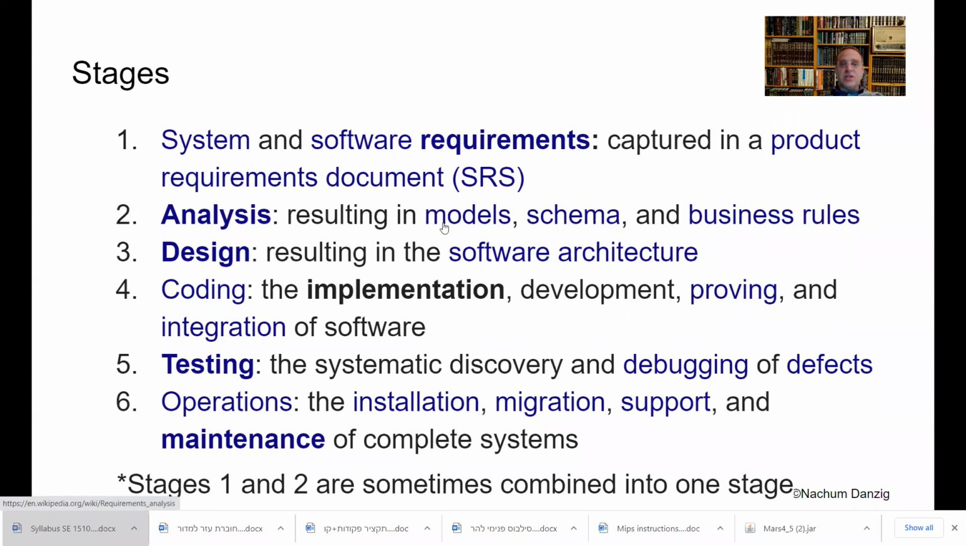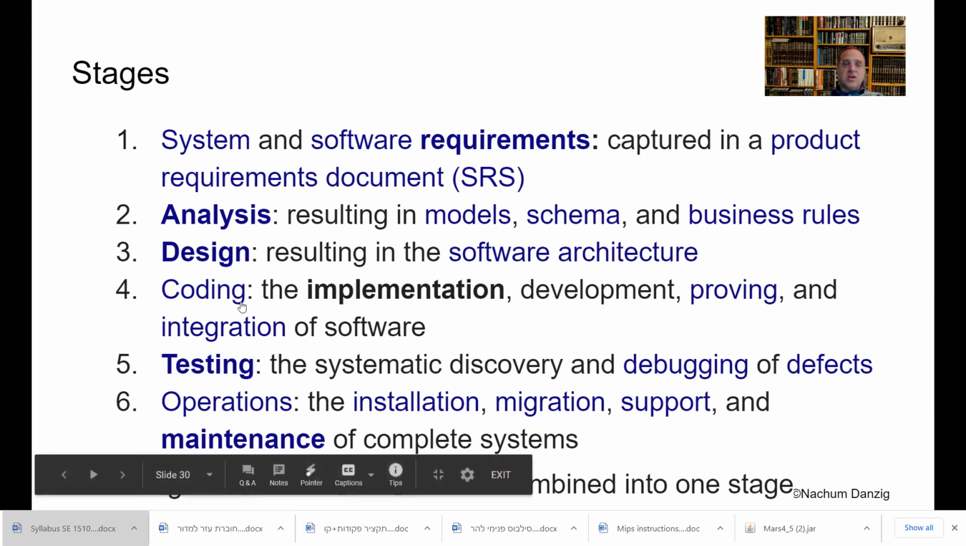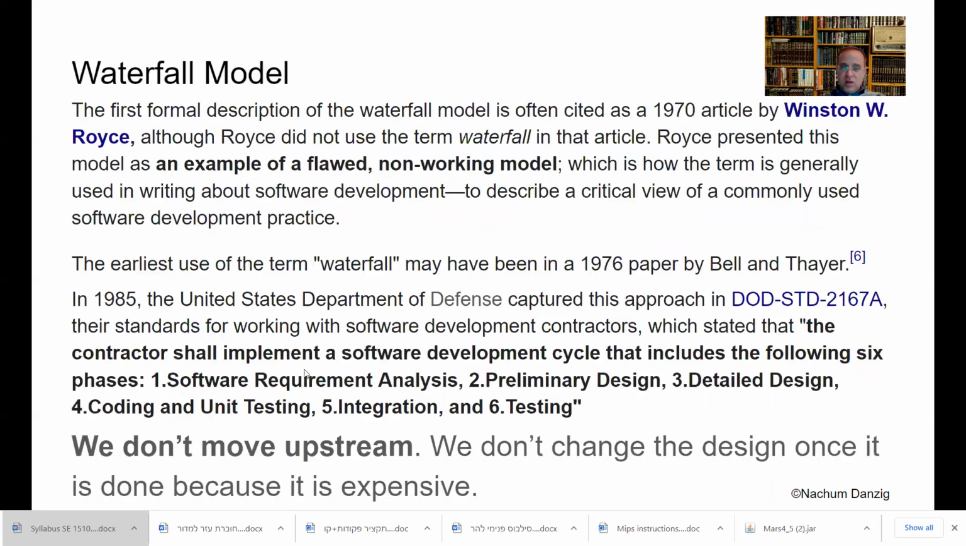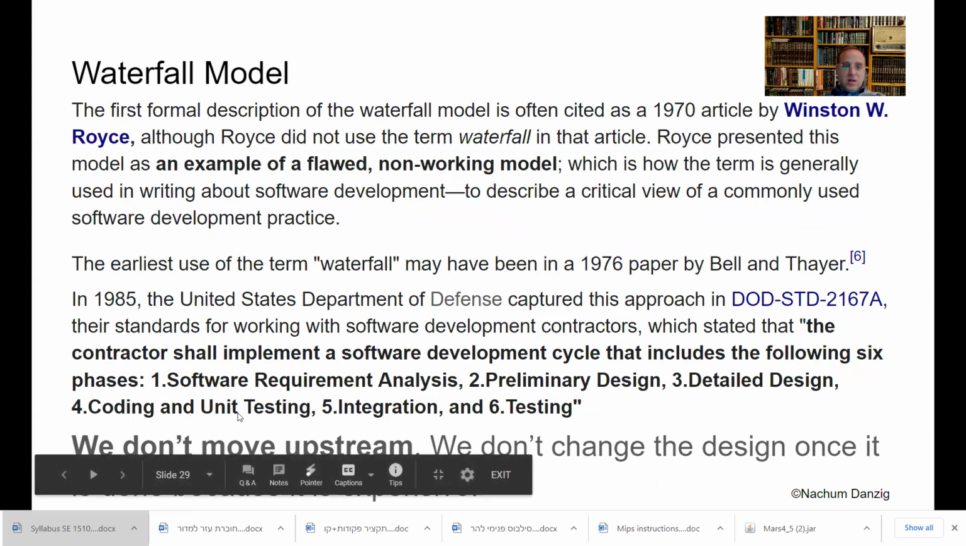Then an analysis resulting in models, a scheme or a schema, business rules, how it's going to work. Then a design resulting in the software architecture. Then the coding and the implementation, development, proving and integrating the software. Then testing stage. It's interesting, there's not the integration. You don't see the integration stage here as we did before. Here we had integration before testing.